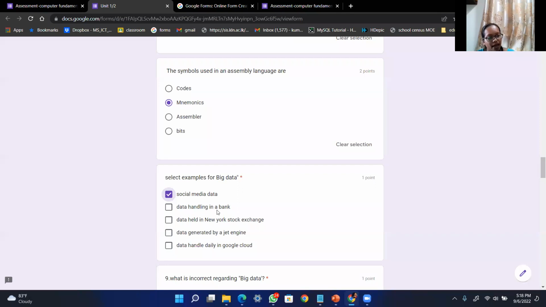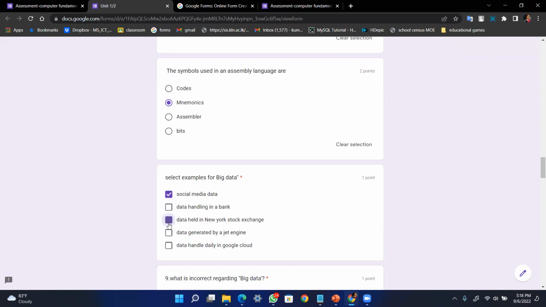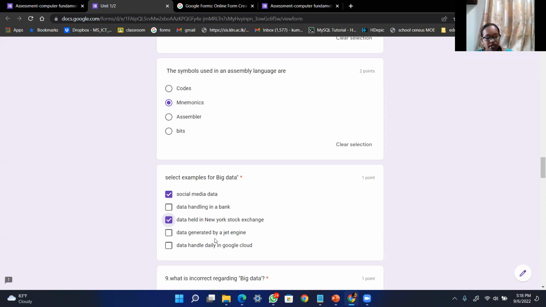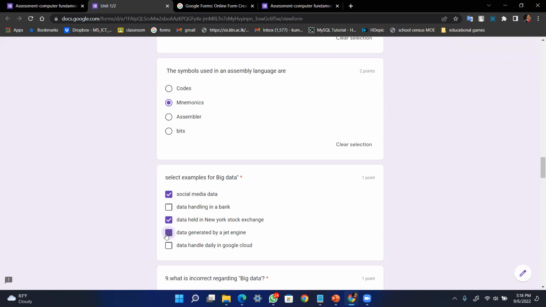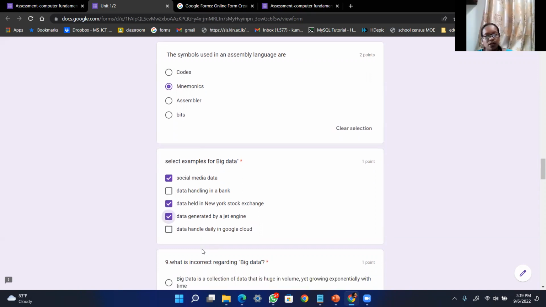Data handling in a bank. What about that? Is that a kind of big data? No, big data means not just the data that is collected in a bank. More than that, right? Data held in New York Stock Exchange. Big data. Yes, correct. Data generated by a jet engine. Also big data. Data handled daily in Google Cloud. Yes, right. So all we can take except the second one.